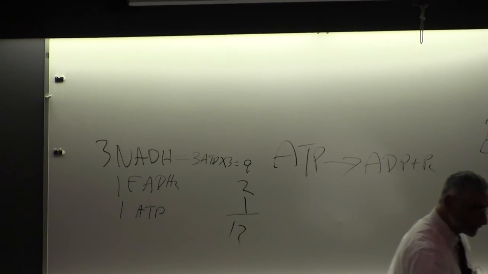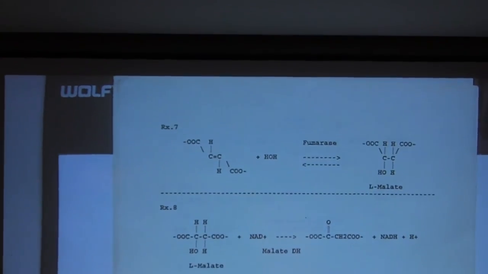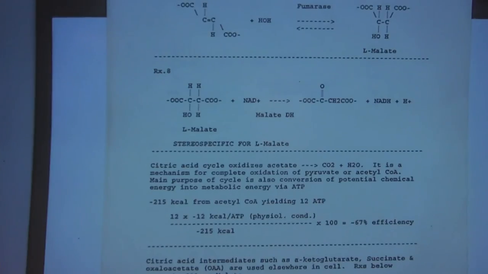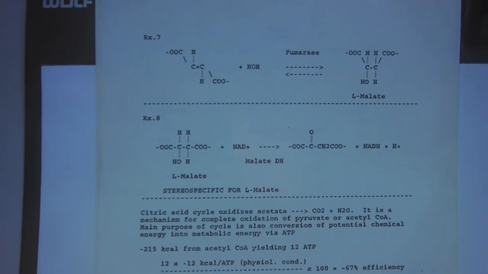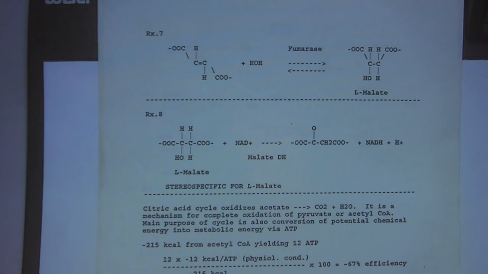So as each acetyl-CoA goes through the Krebs cycle, it makes 3 NADHs, 1 FADH2, and 1 ATP, and eventually those will yield 12 ATP. And we've got rid of the acetyl group as 2 CO2. That's the Krebs cycle. That's the whole point.